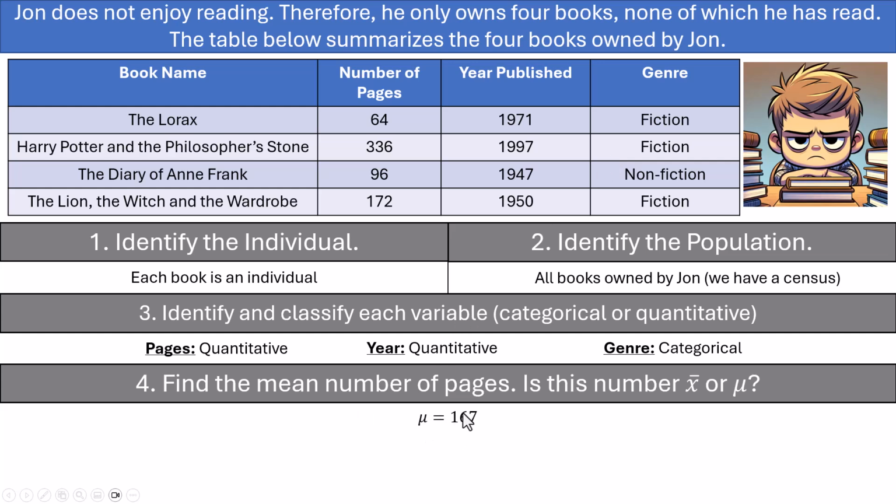And the proper symbol that we're going to use to represent this is going to be mu. Since we have a census of all the books by John, then we should be using the population value to represent that, and mu is the population mean.